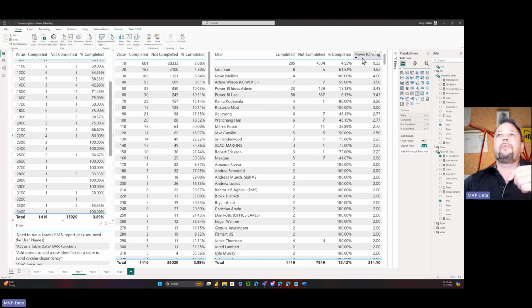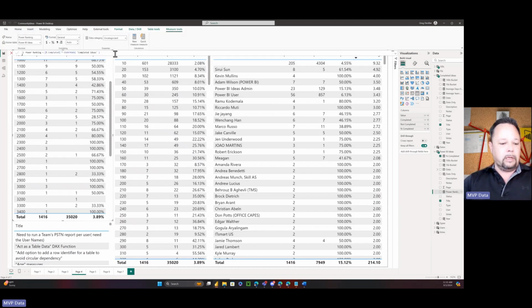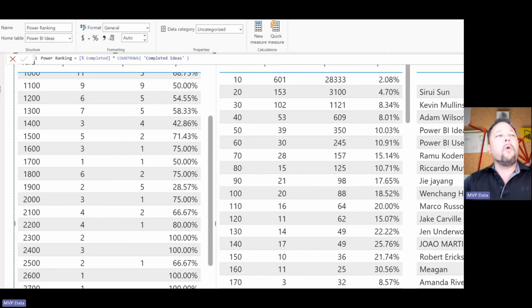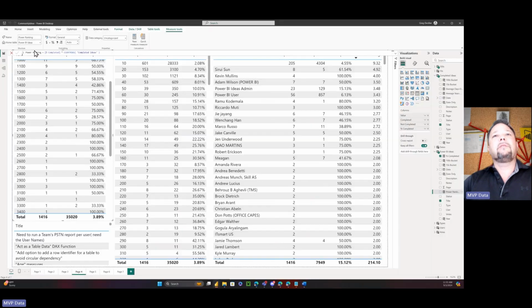It's kind of similar to the first page, but then I included what I called a power ranking, because if you submitted one vote, one idea, and it got completed, then you're going to be at 100%. So I invented this power ranking, and all the power ranking is, you can see it here, it is just the completion percentage multiplied by the number of completed ideas.